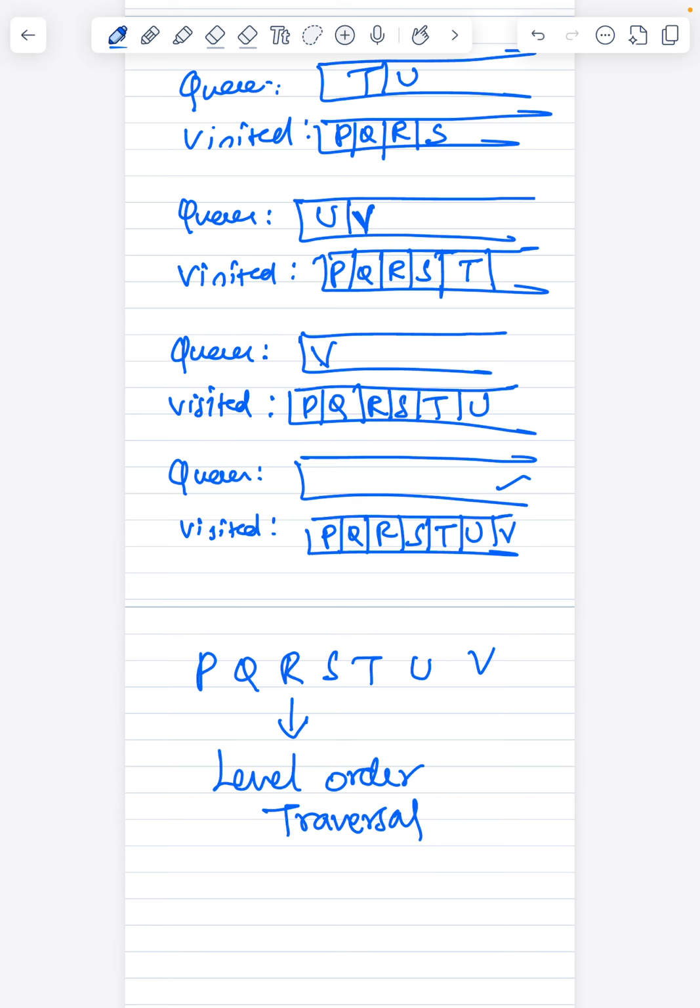This is one of the important topics. Traversal is one of the important topics in data structures and also in design and analysis of algorithms. So please go through this. You can try your own examples.